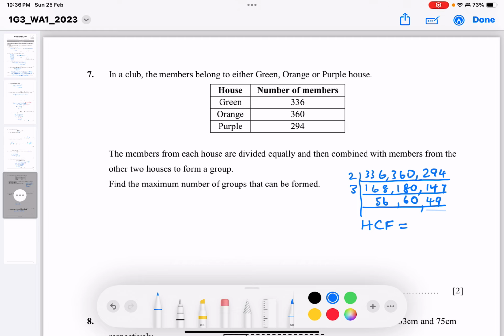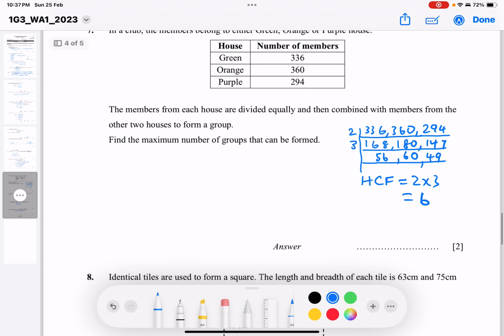Right, to find the HCF, we use the division method. We put the 3 numbers down, and then we start with the lowest prime number, which is 2, and divide by 2. If we can't divide by 2, the next is we divide by 3. And once we do that, we cannot find any more common factor, so the HCF is 2 times 3, which is 6. So that means we can form a maximum number of groups. The maximum number of groups is 6.